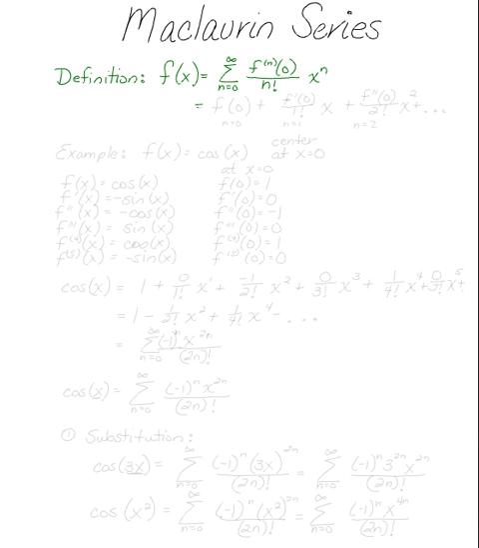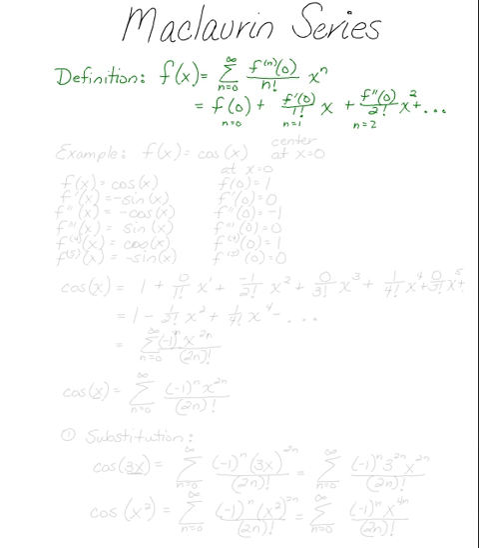If we write out a few of these terms, when n is 0, we get the function evaluated at 0, times x to the 0 power, plus, when n is equal to 1, we're going to get the first derivative at 0 over 1 factorial, which is just 1, times x to the first power, plus, when n is equal to 2, we're going to get the second derivative at 0 over 2 factorial, times x to the second power, and so on and so forth for the rest of our values for n. So this is an infinite series. It will continue on forever.